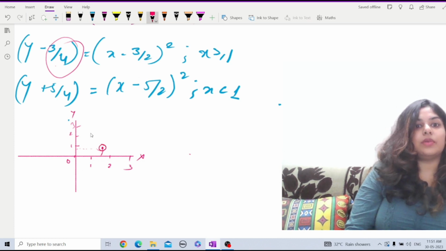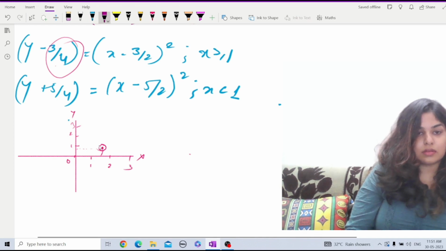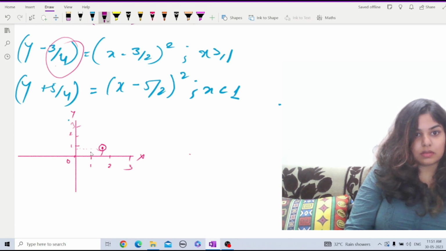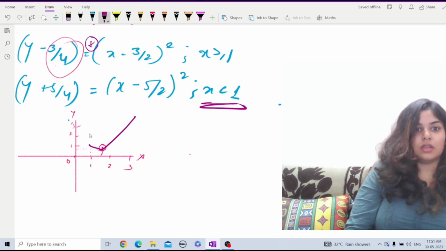Now, so a parabola here will look like what? This is for the 1 and greater than 1. That means I will start from this point. I will meet this point and I will go here because this is positive this side. So that will face this side. So this is the diagram for this one. And for x less than 1, this is for x less than 1. That means it will meet here. Let's use this color.